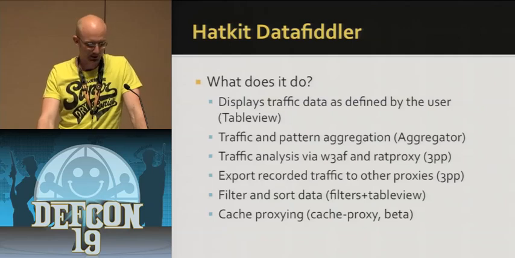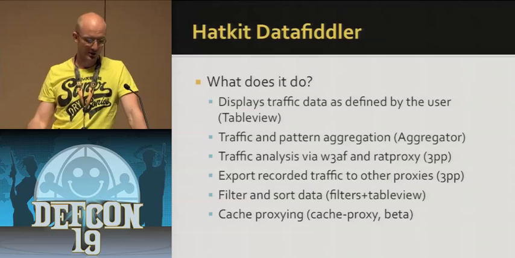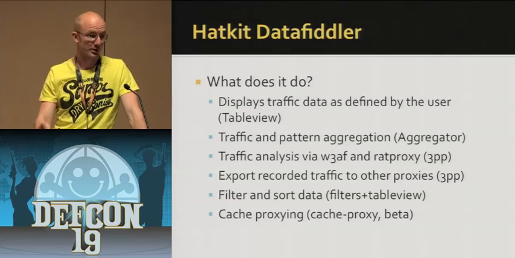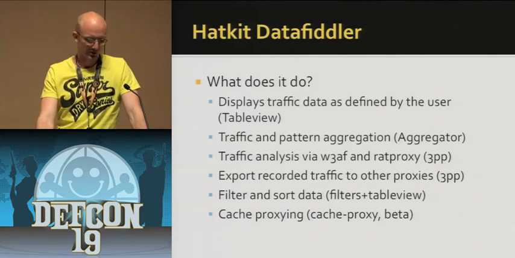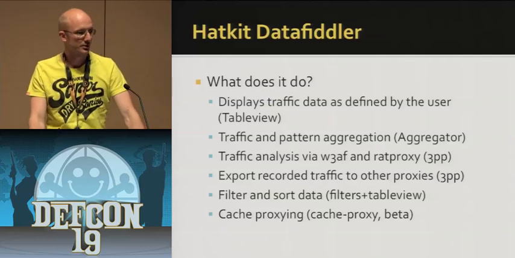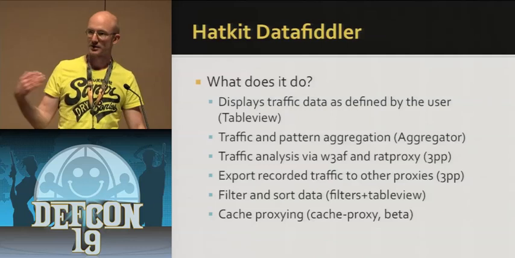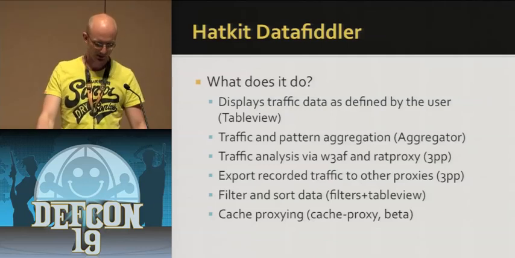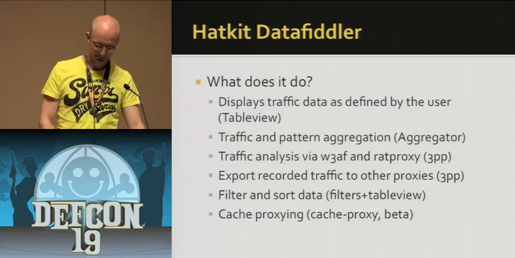There's something called the Aggregator, which does traffic and pattern aggregation. And then there's a third-party plugin, which, among other things, can utilize W3AF and RatProxy to analyze pre-recorded traffic. And it can also be used to export data to other proxies. It also contains some common functionality to filter data in order to work only with the parts of the data that are relevant. So you can basically untaint your data if you happen to catch some OS updates or whatever. There's also a cache proxy, which is still an alpha.